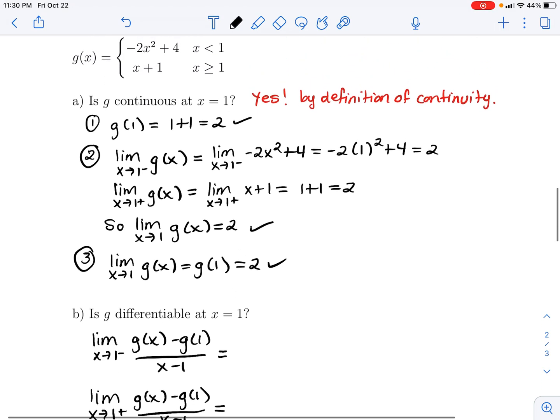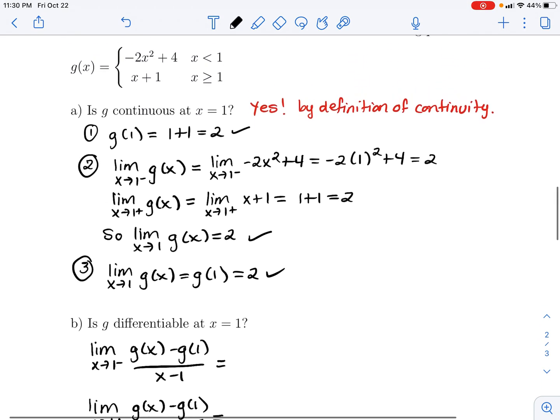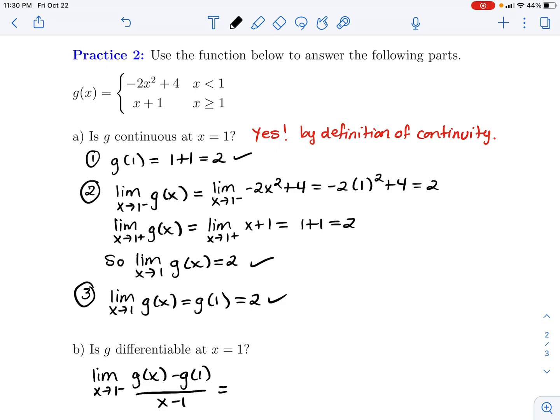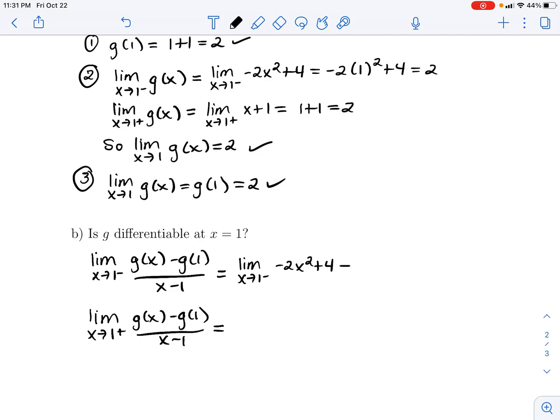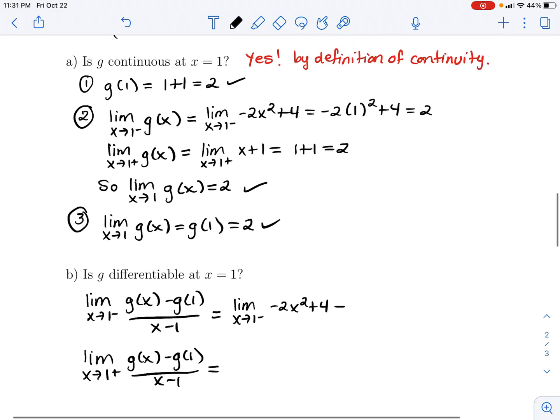Okay, and so now what piece of the function should I use for the limit from the left? I should be using this piece. So now wherever I see g of x, just like I was doing when I was checking for continuity, I'm going to replace it with negative 2x squared plus 4. So this is the limit as x approaches 1 from the left of negative 2x squared plus 4, minus, and then I go back up to where I found g of 1 from part A, which was 2.